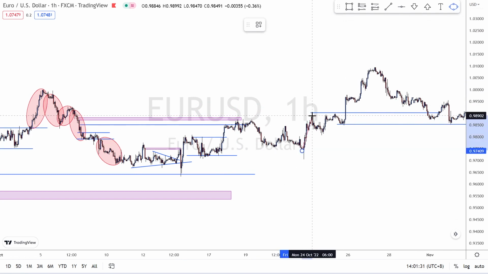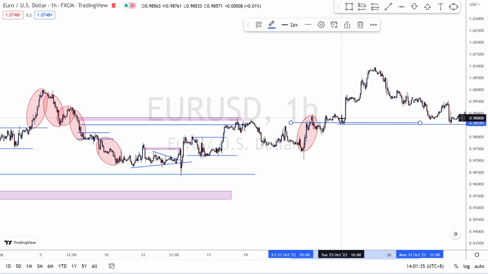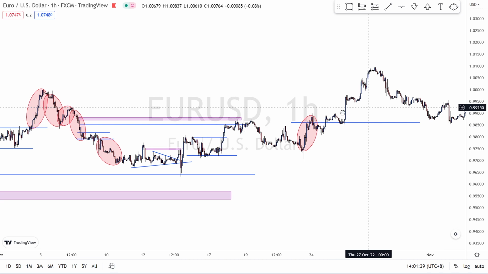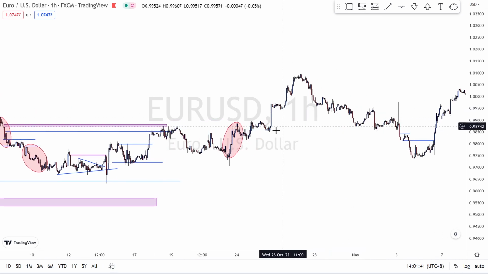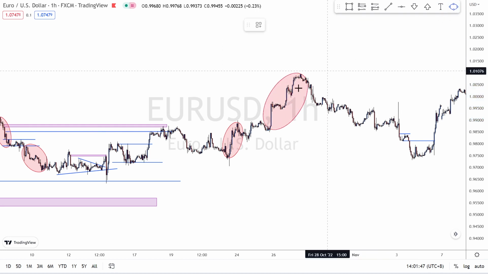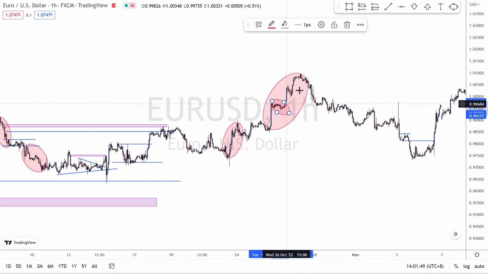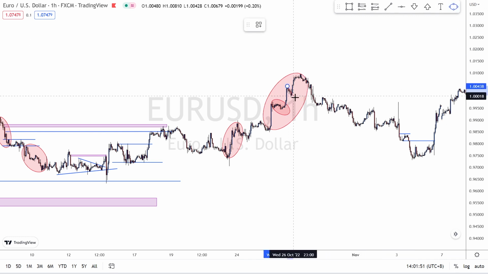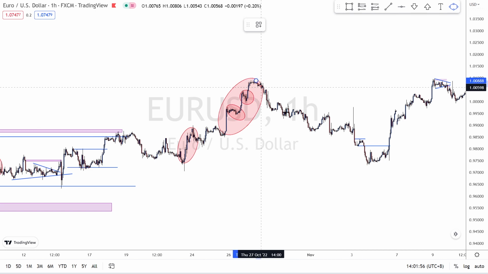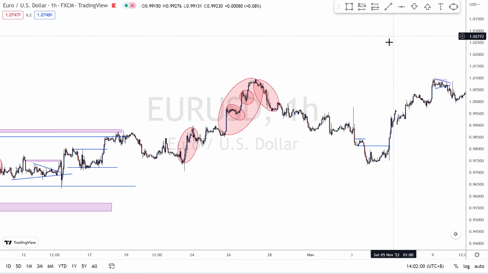We have an uptrend here. A sideways here. And then an uptrend with small little pullbacks in the middle of a downtrend. And another downtrend. And another sideways with a price drop.